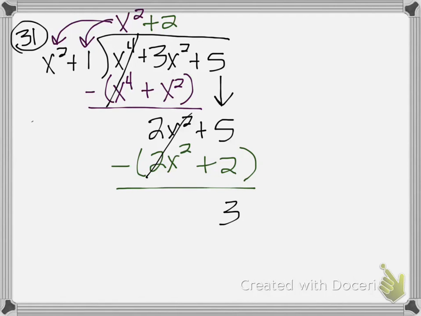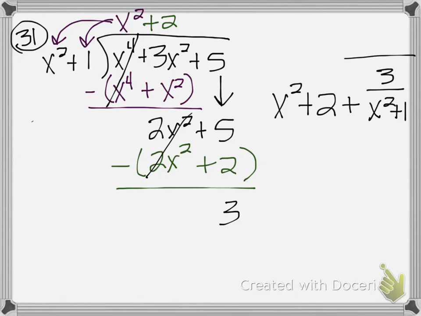So what's my final answer? Well, I have x squared plus 2, and then we write our remainder as a fraction. So 3 over your divisor. Just like if you were doing long division with all numbers, you would always write your remainder as a fraction. So that would be our final answer. Looks kind of funky, but that's it. x squared plus 2 plus 3 over x squared plus 1.